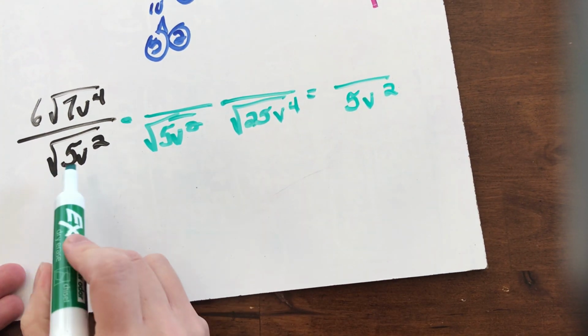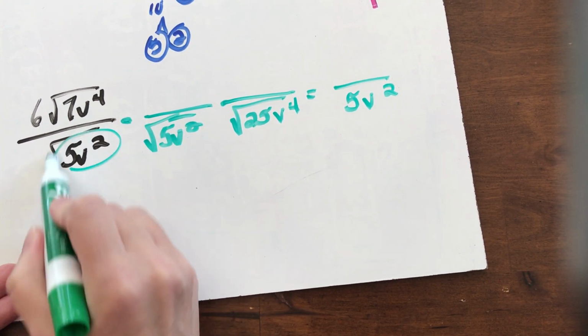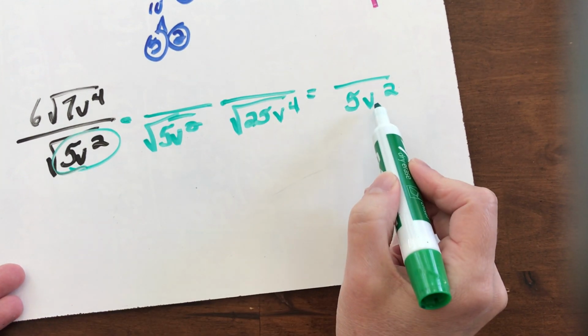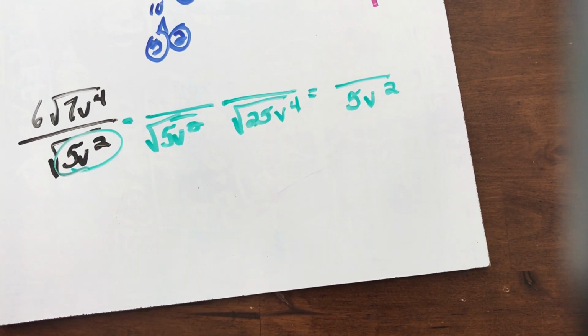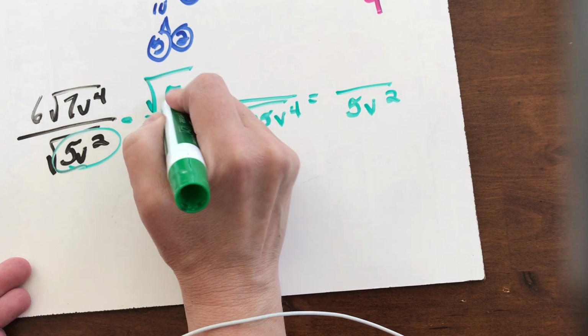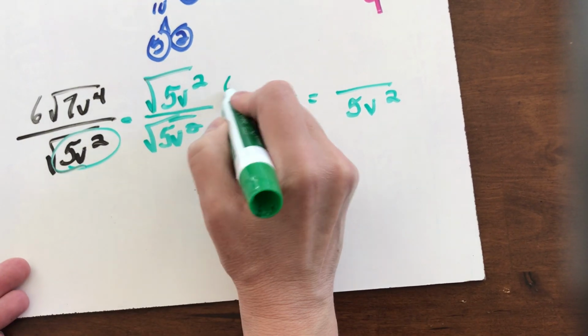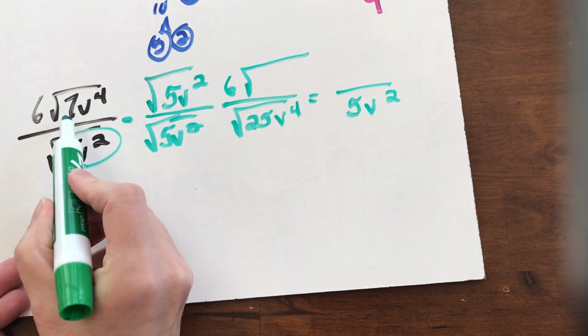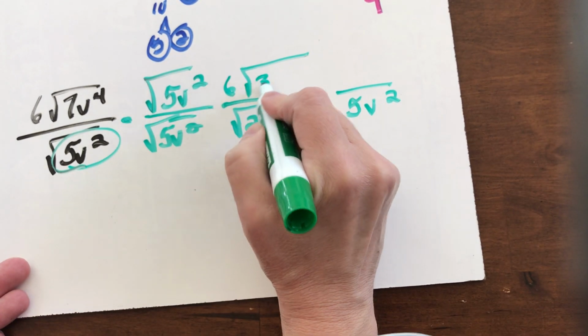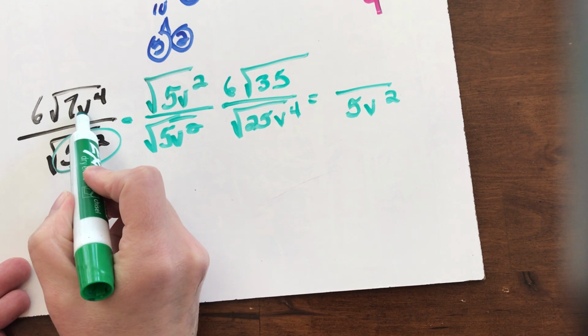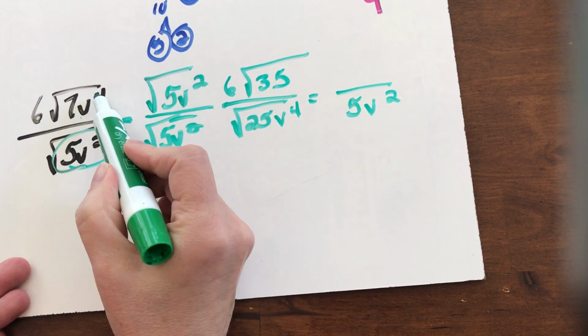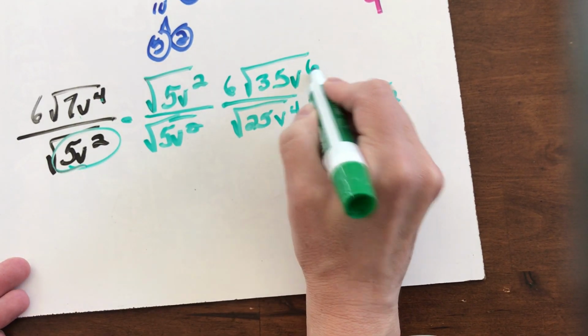Again, hint, if you're multiplying it by itself, you just basically pull that out and put it over here. Now the problem is I've got to multiply the top by 5v to the 2nd as well. So we're going to keep our 6 on the outside, and we're going to multiply inside. 7 times 5 is 35. If we have v to the fourth times v to the second, you add the exponents. 4 plus 2 is v to the sixth.